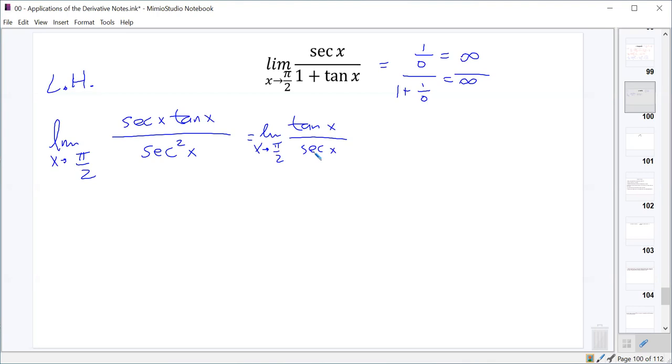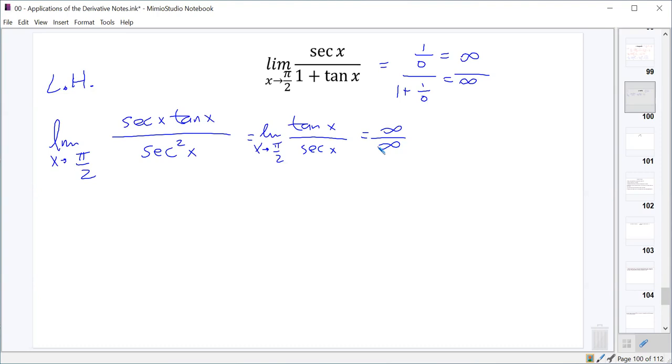Now, if we plug in pi over 2 here, we already said that tangent's equal to infinity and secant's equal to infinity at pi over 2. We get infinity over infinity. So this seems like we want to use L'Hopital's rule again. And let's real quickly take a look at what happens if we do that.